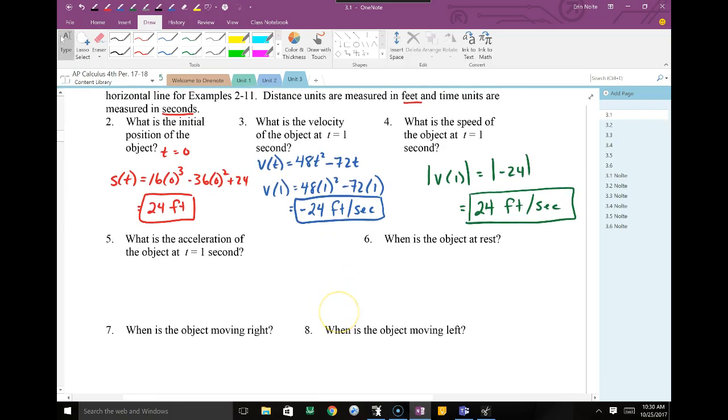Okay, what is the acceleration of the object at time 1? How do we find acceleration? Good. Okay, so we're going to derive the velocity function. So I'm looking at question 3. What is the derivative of 48t squared?